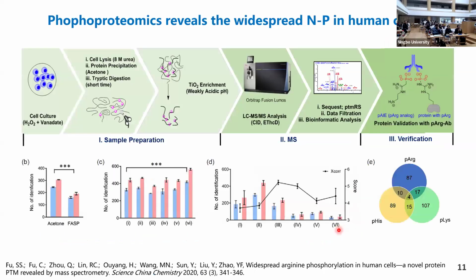So, keep on going. We developed phosphoproteomic workflows to reveal nitrogen phosphorylation in Jurkat cells. I won't show the detailed technologies, but we have some solutions to solve the heat and acid lability of this kind of modification. So finally, we have identified over 100 of each of the three kinds of nitrogen phosphorylation: arginine, histidine, and lysine.